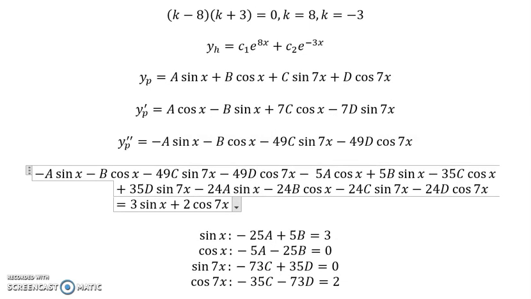like terms, essentially. So the sine x, we've got -a sine x, and over here we've got -24a sine x, and we also have 5b sine x. So all the sine x terms on the left side of the equation, this messy side, result in -25a plus 5b, but on the right side of the equation, there's only 3 sine x's. So we get this first expression. Same thing for cosine. So we're equating the coefficients on each side.